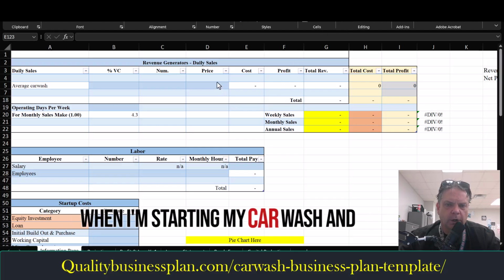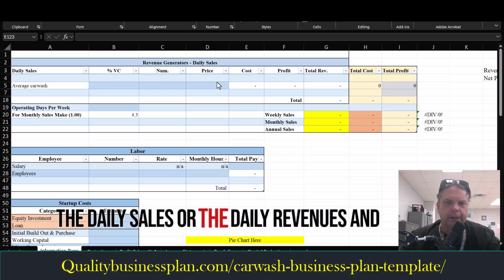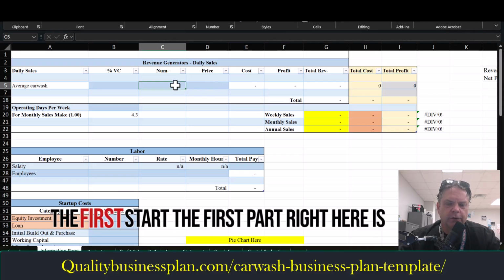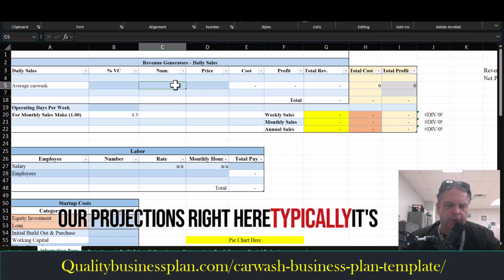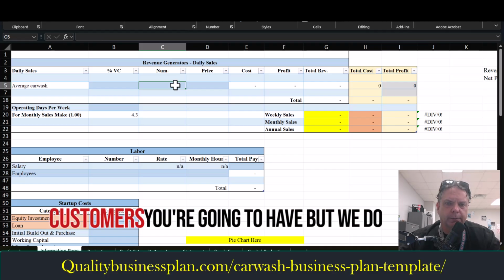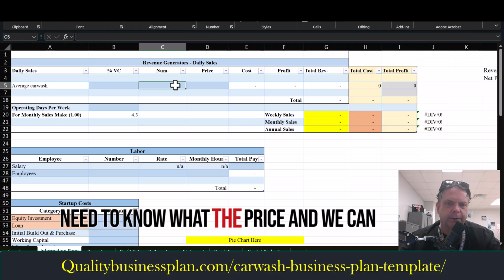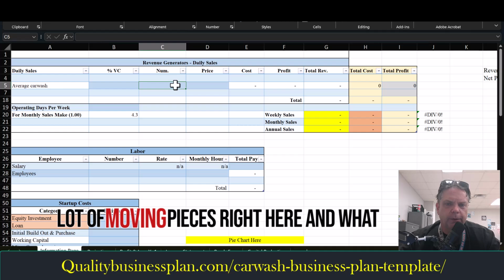So when I'm starting my car wash financial projections, I always start with the daily sales or the daily revenues. Keep in mind, when we're doing our projections, typically it's going to be for a business that hasn't started yet. We don't know how many customers you're going to have, but we do need to know the price, and we can ballpark the variable cost.